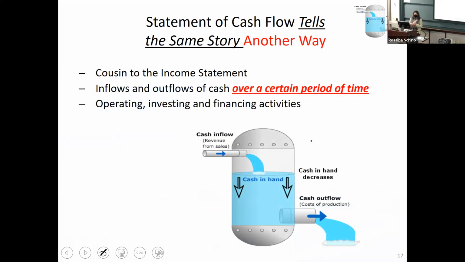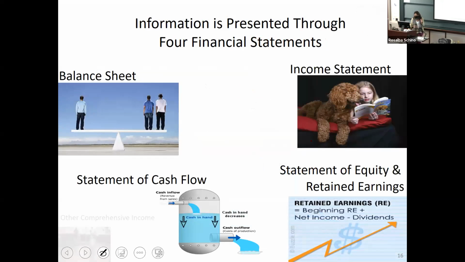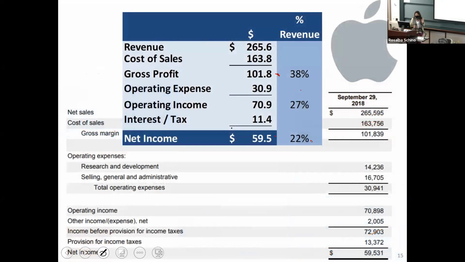It's nice to define family relations among the financial statements, but the statement of cash flow is seen as the cousin of the income statement because it tells me a story, but in another way. So let's clear something up. The fact that I made $265 billion in sales doesn't mean that I cashed $265 billion. It doesn't mean that everybody paid me.